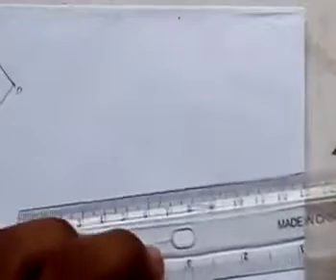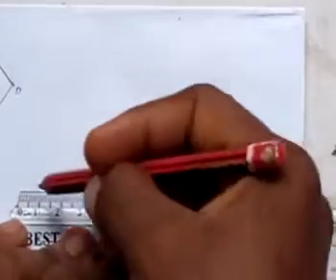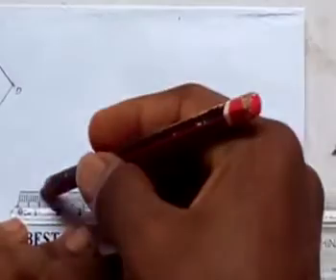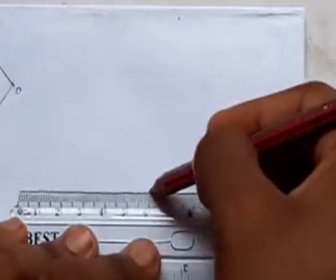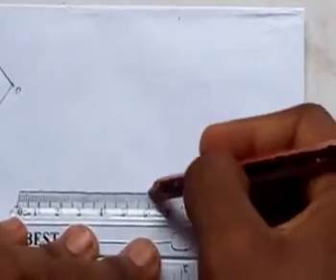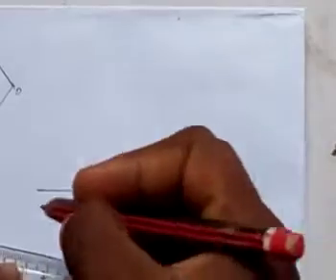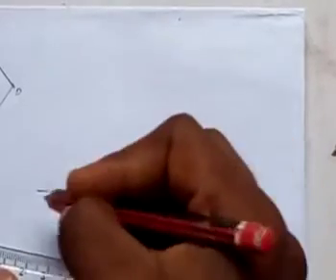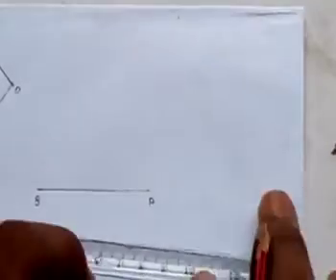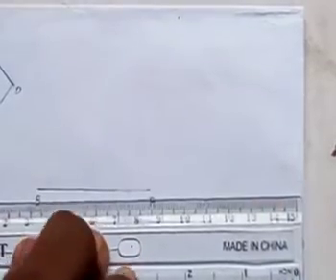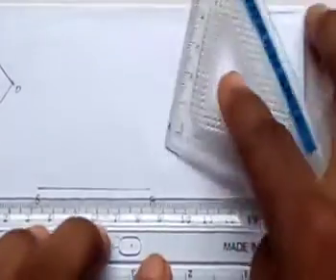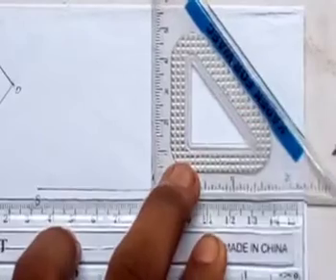So I'll draw AB. Assuming the smaller square has a length of, let's say, 6 centimeters, I'll draw 6 centimeters. This is AB. Then I'll construct a perpendicular at A. So the side of the smaller square is 6 centimeters, and let's say the side of the larger square is 9 centimeters.